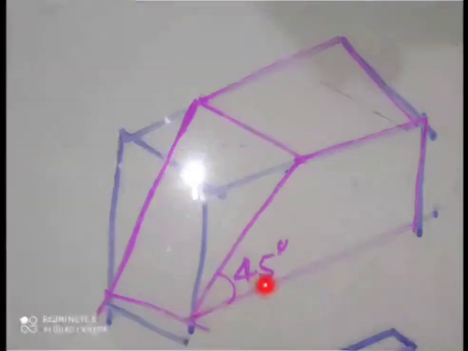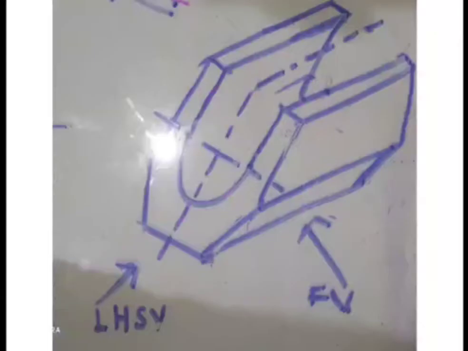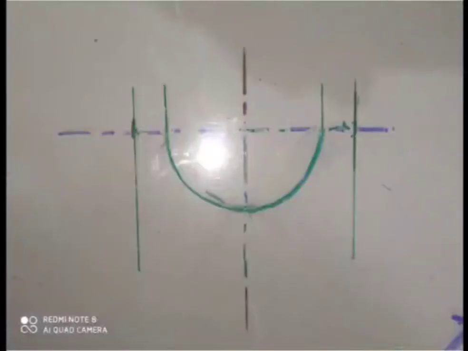As if the block is taken, I have taken the section here and I have to draw this figure. This is the shape here. I have taken the section. Now first I have started with the left hand side view here.